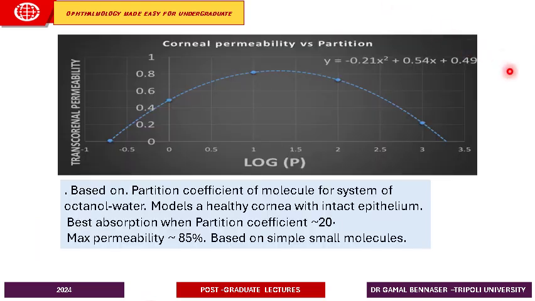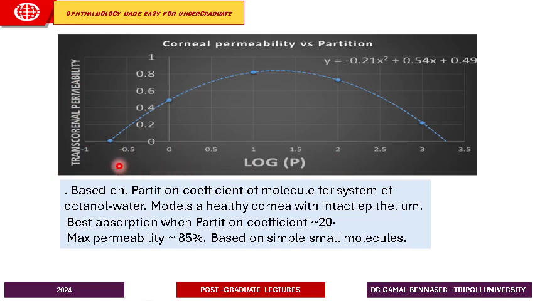In this diagram, I will show you for one molecule the relation between the corneal permeability on the y-axis and the partition coefficient on the x-axis. Of course, for corneal permeability, there are many variables, including the molecular size of the molecules, the concentration of the drug, the pH factor, the tonicity, and many other variables. But right now we are speaking about the partition coefficient in relation to corneal permeability for a small molecule.